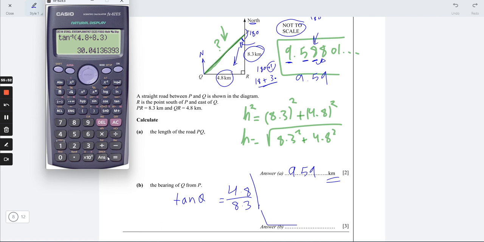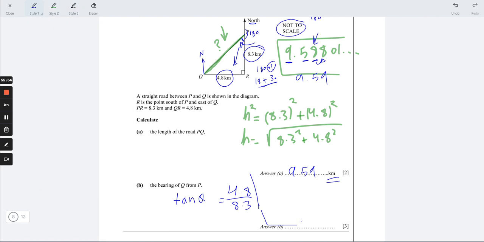So we have 30 here. Theta will be 30. The angle here will be 30. So 180 plus 30, you will get 210 degrees. Yes.